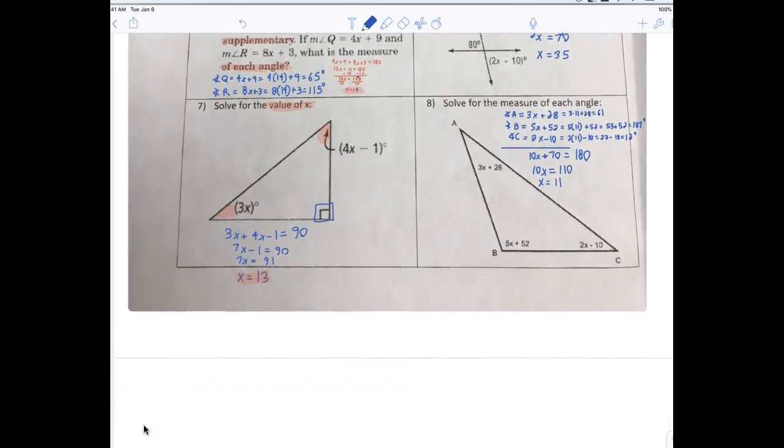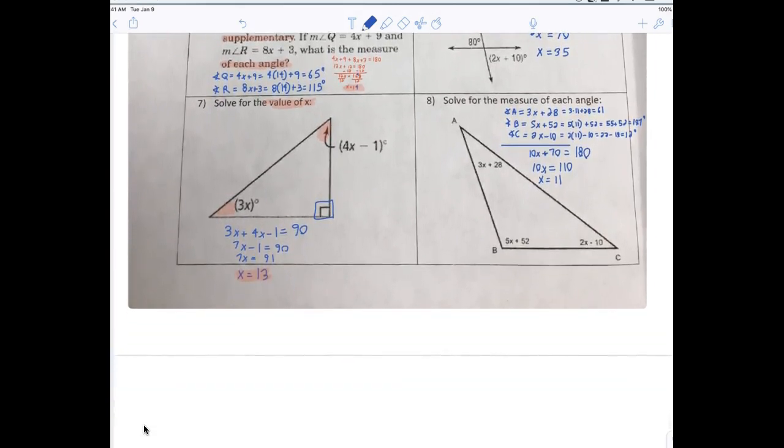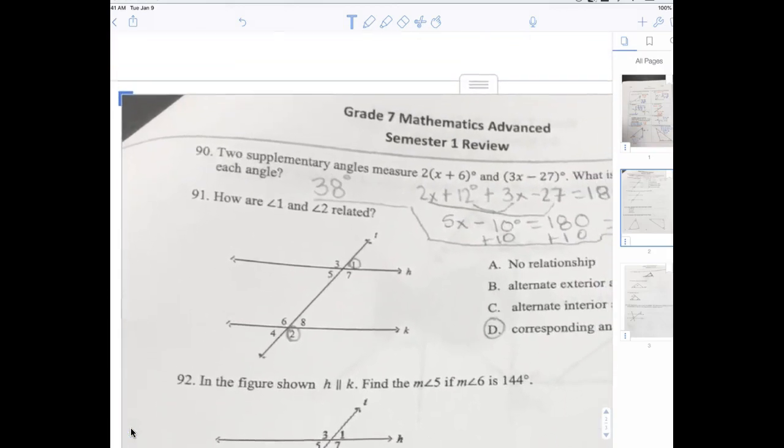There's nothing on the back. And now you said she wanted you to do 90 through 99. Alright, so here's the second part of the review. Let's look at question 91.